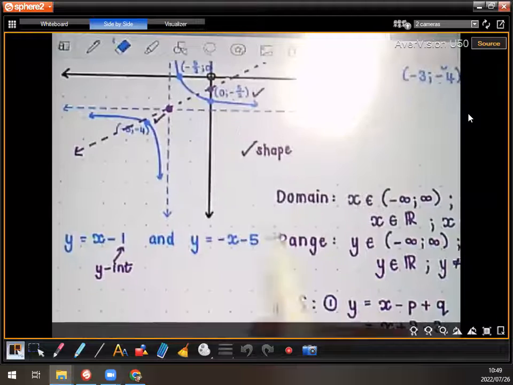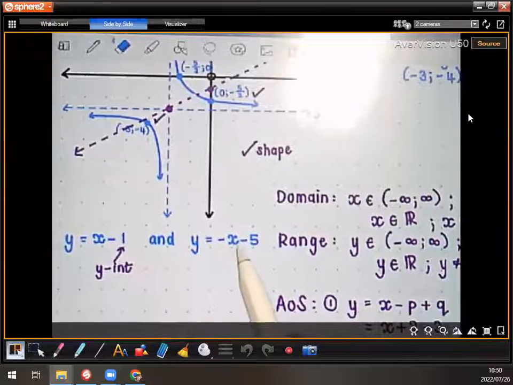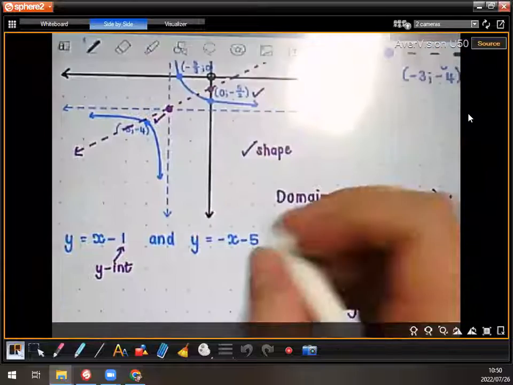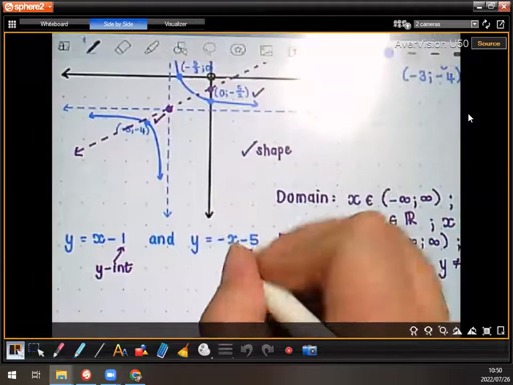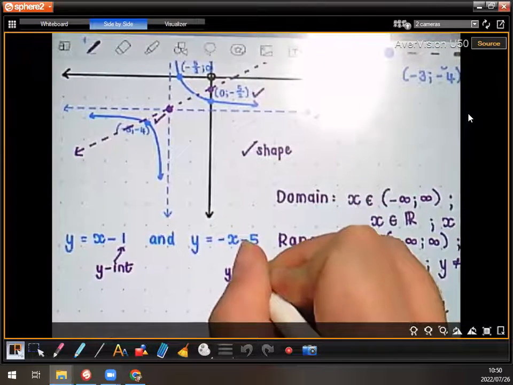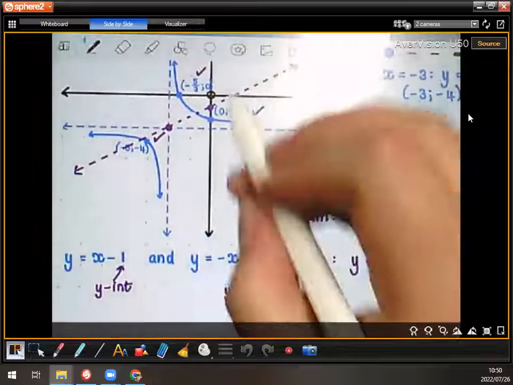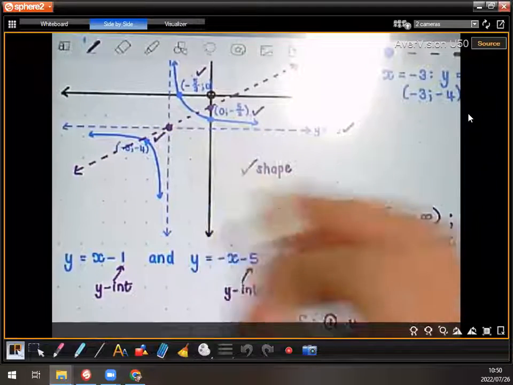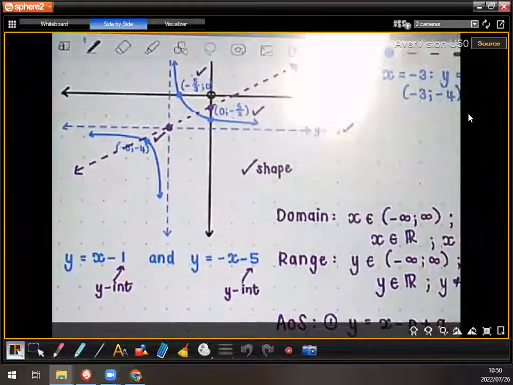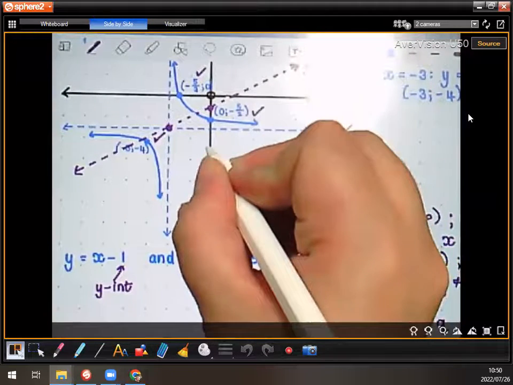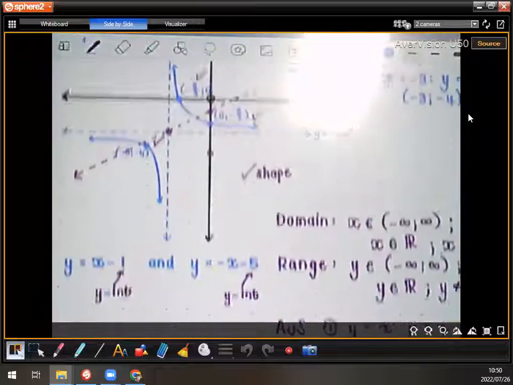What was that equation? This one: y equals negative x minus 5. Again, we're going to put our y-intercept, which is negative 5, on the y-axis. Guys, you don't even have to label these points, don't stress about that. It's just a dotted line. We need to go to negative 5, which I suppose is over there somewhere.